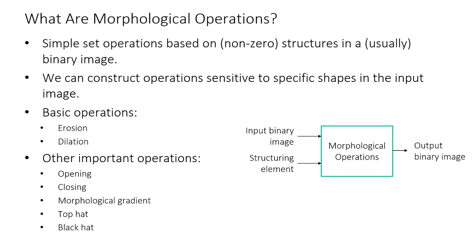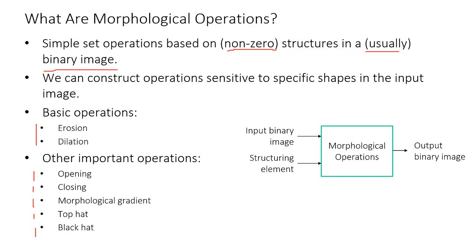Morphological operations formally are simple set-based operations on non-zero structures in a usually binary image. These are applicable to grayscale images also, but in this lesson we will only look at binary images. So we can construct operations sensitive to shapes in the input image. Basic operations are erosion and dilation, and using erosion and dilation we can come up with many other operations like opening, closing, morphological gradient, top hat, black hat, and so on.